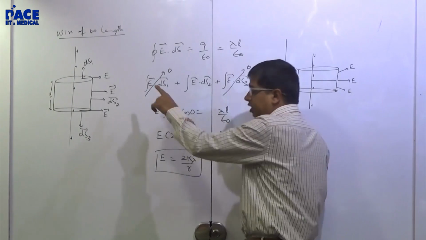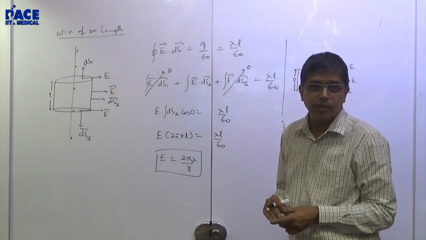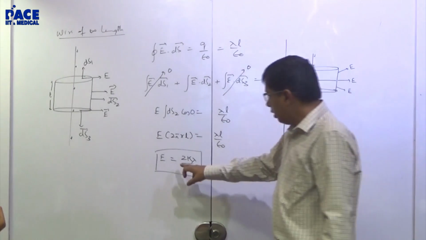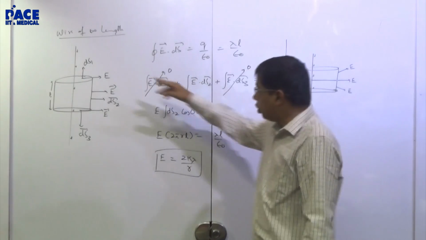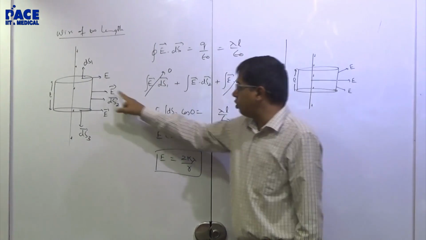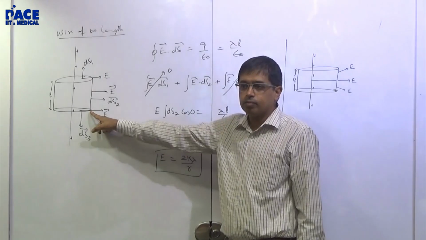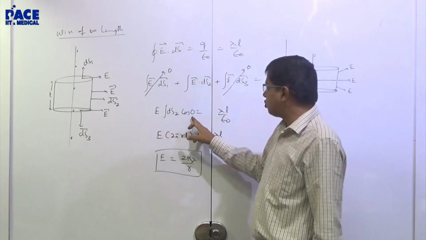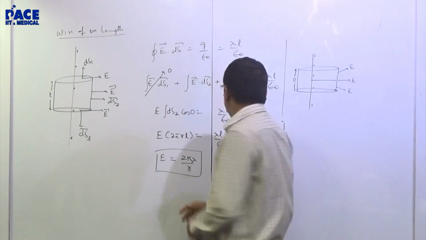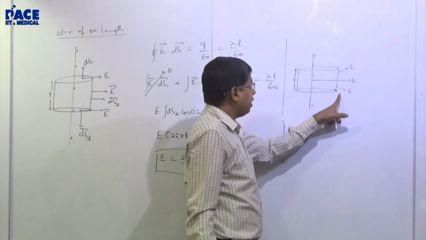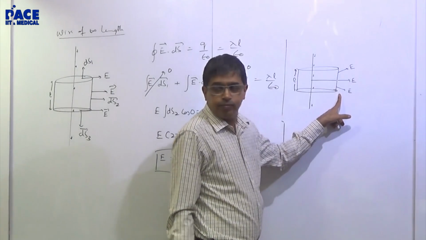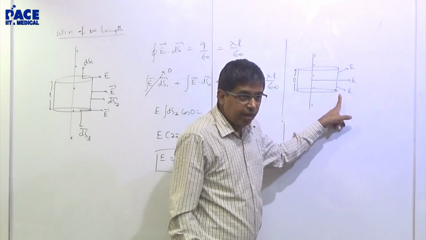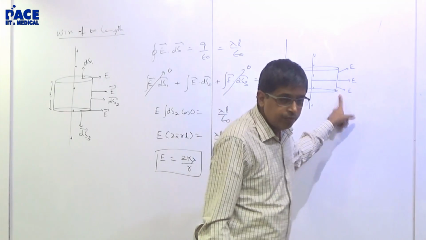You did this integration from minus to plus infinity. Then you got 2k lambda by r. Here you are getting the result for the infinite long wire because you assumed the field to be the same all throughout. E dS2 cos 0, where 0 is the angle between E and dS. If you take a finite length, the angle between E and dS will not be the same. Clear with that? Are you clear with that? All of you? Quick.